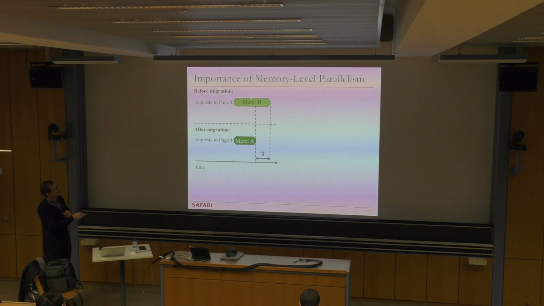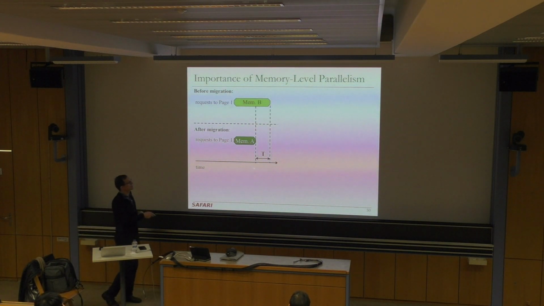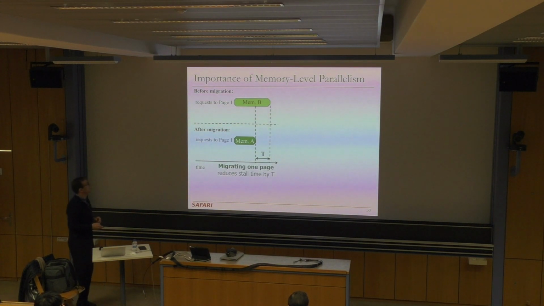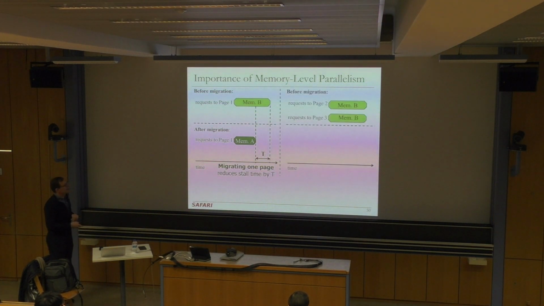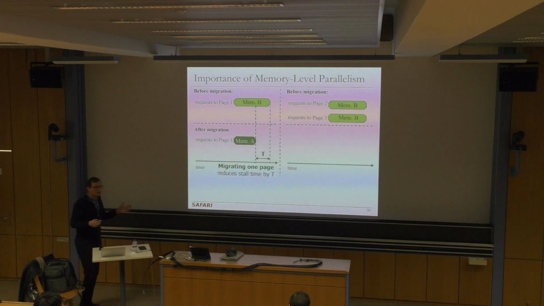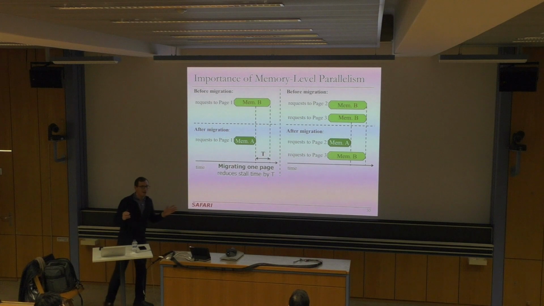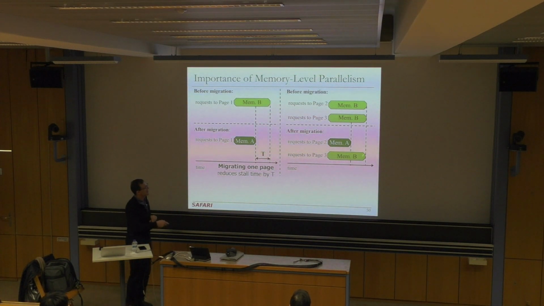So you have requests to page 1, and after you migrate that page 1 to memory A, you save some cycles, clearly. That's great. And that application latency reduces if this is the only page that the application is accessing at the same time, concurrently. So migrating one page reduces stall time by some amount. But let's assume that the application needs 2 different pages to make progress. Right? You have request to page 2 and page 3. They're both in slow memory. Now if you happen to migrate only one of those pages to fast memory, you don't gain any performance.